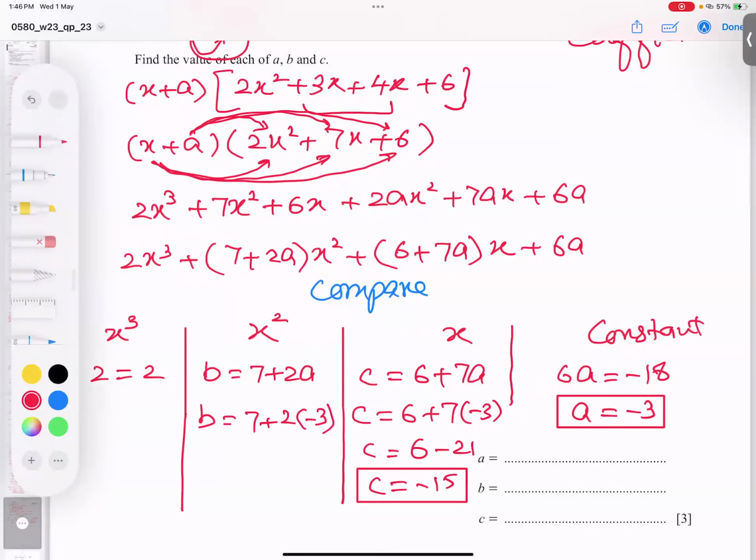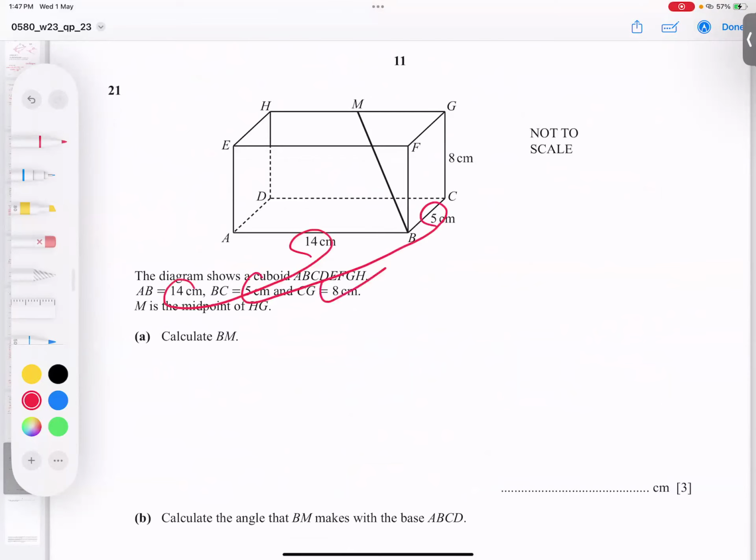Question number 21. He is saying that this is 14, this is 5, and this is 8. So all lengths are given by him. This is 14, so this is also 14, 14, 14. Clear? So this is 5, this is 5, this is 5, this is 5. This is 8, this is 8, this is 8, this is 8. I think the idea is clear.